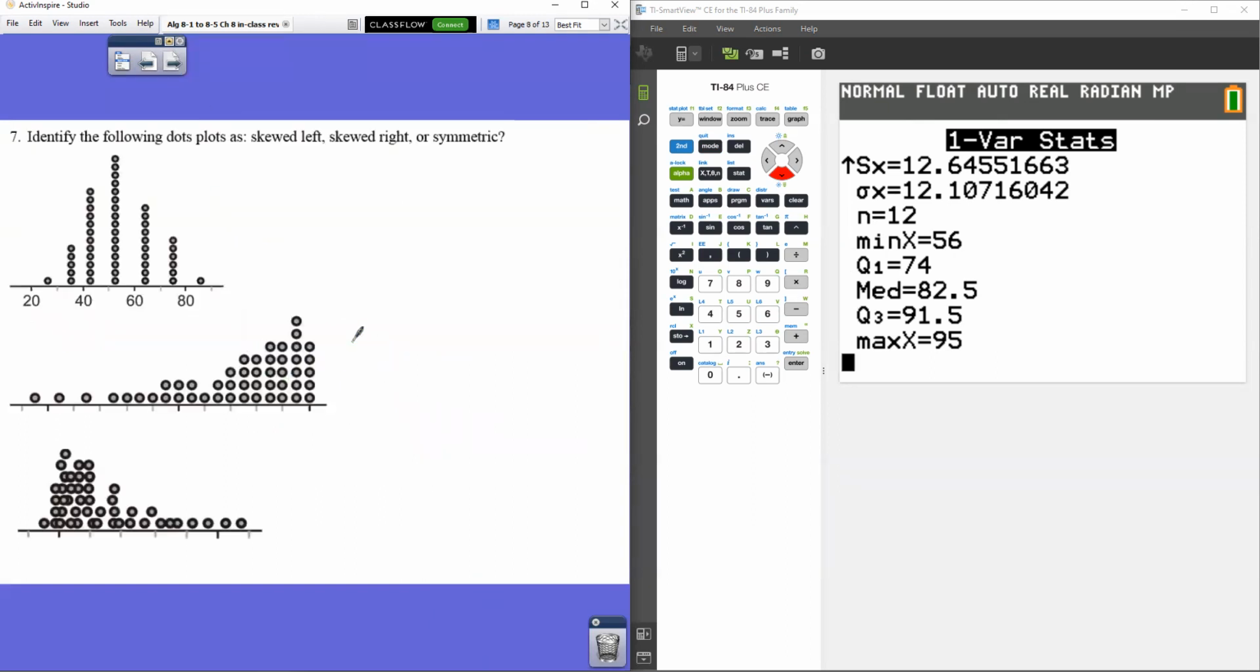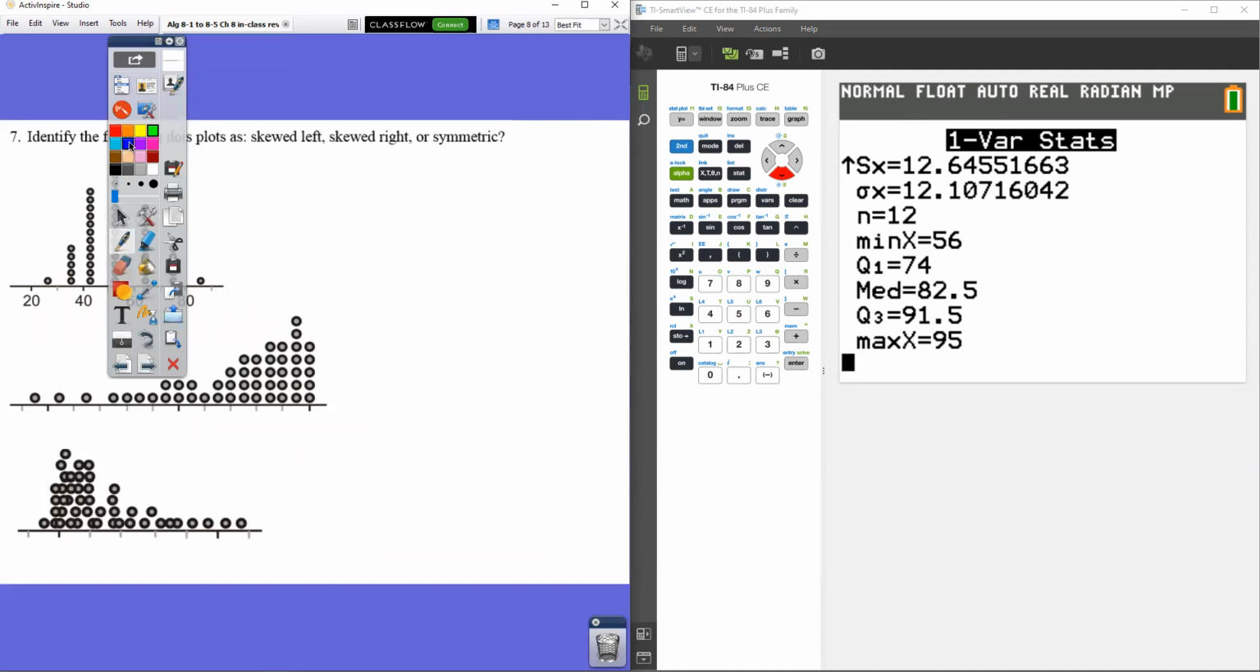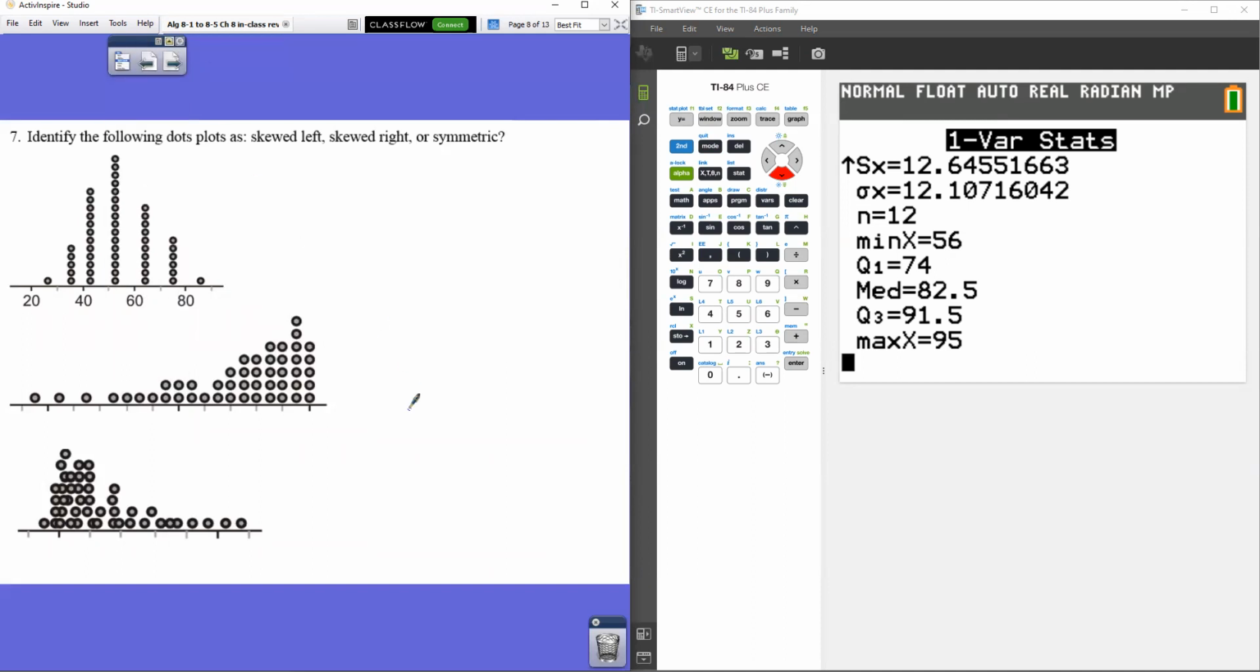Take a look at the next one. Identify the scatter plots as skewed left, skewed right, or symmetric. Pick out which one is which, please. Skewed left, skewed right, and symmetric.